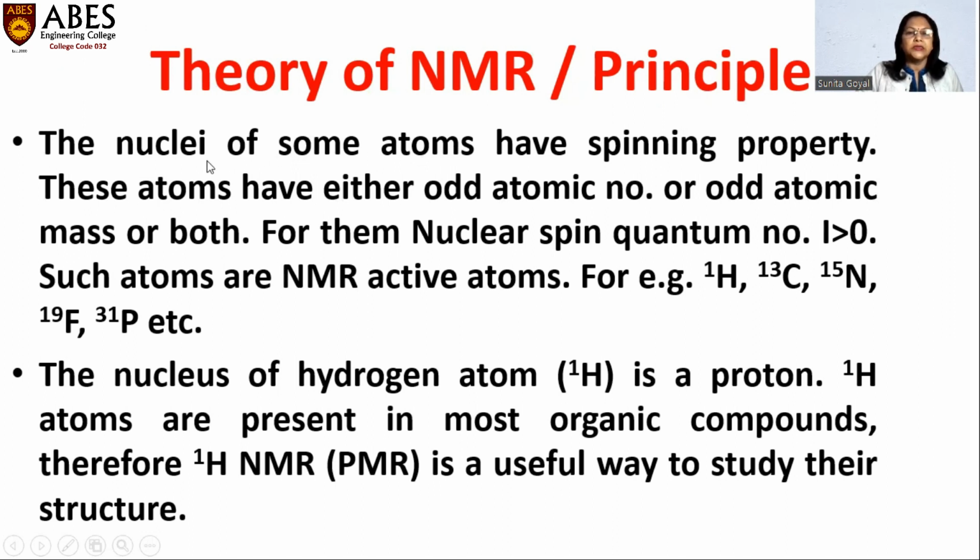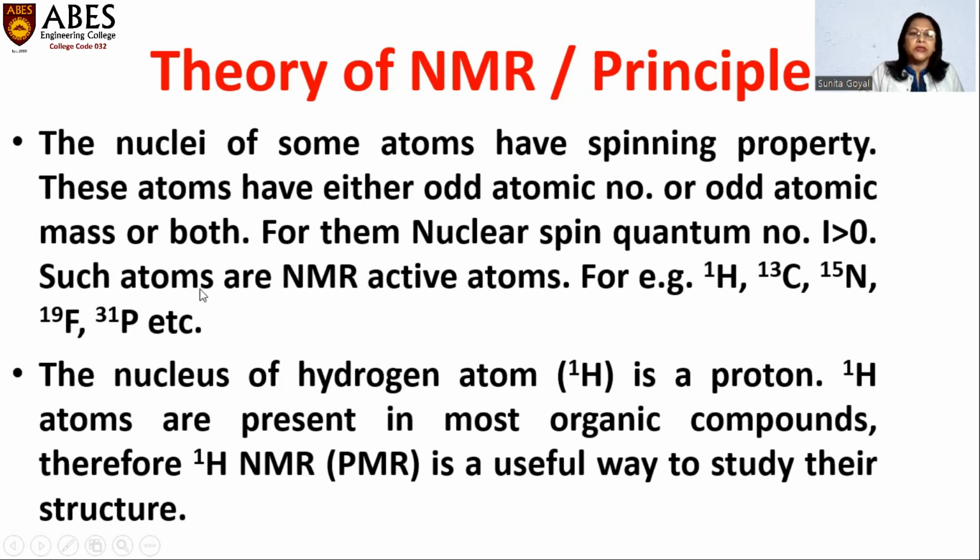We know that electrons have the spinning property. They have spin states plus half, minus half. Just like electrons, nuclei of some atoms also have spinning property. What is the criterion for this spinning property? These atoms must have either an odd atomic number or an odd atomic mass, or both. For them, the nuclear spin quantum number I must be greater than 0. That means it cannot be 0 for them.